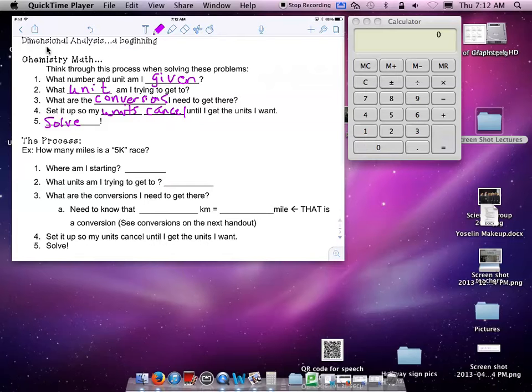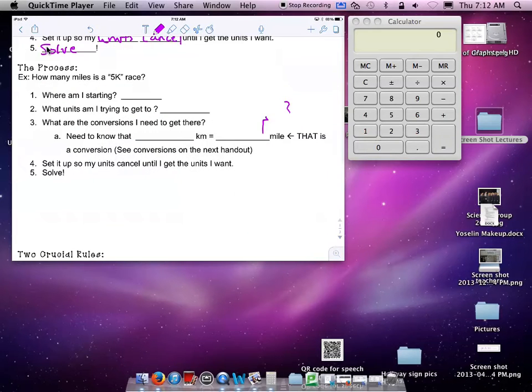So let's walk through an example to see that process. The question might be something like, how many miles is a 5K race? Maybe you've thought about running a 5K before, something that seems to be kind of popular, and you've always wondered, well, how far really is that? So how many miles is a 5K race?